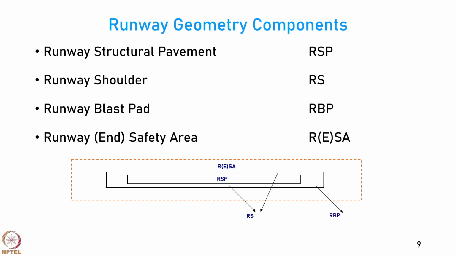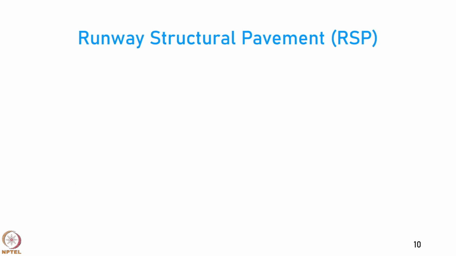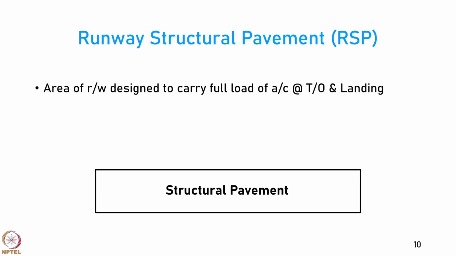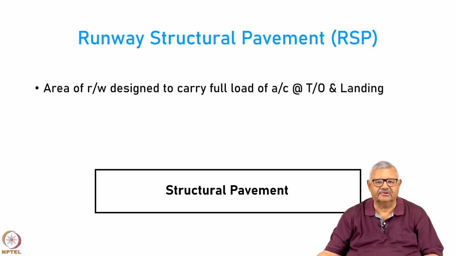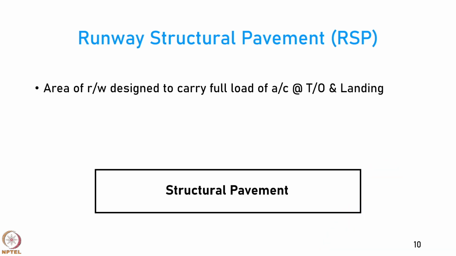Let us look at each of these components in a little bit more detail. The runway structural pavement or RSP is the area of the runway which is designed to carry the full load of the aircraft at takeoff and landing. So, this is the structural pavement. This is where the aircraft is going to touch down while landing and also roll during the takeoff.